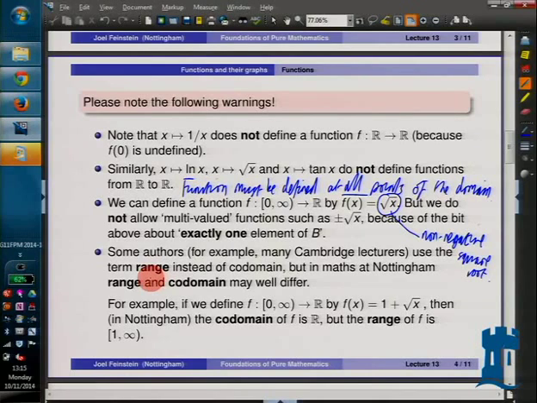And in Nottingham, range is normally used for the codomain. So here, for example, we look at 1 plus root x, that's a non-negative square root, going from naught to infinity to R, then you get all the values from 1 onwards, as in the image. So what I call the image of the function, and what some people in Nottingham call the range of the function, is actually the interval going from 1 up to infinity inclusive. So this is what we'll call the image of the function. And we'll come back to that in a bit.